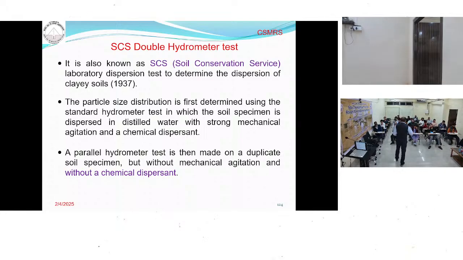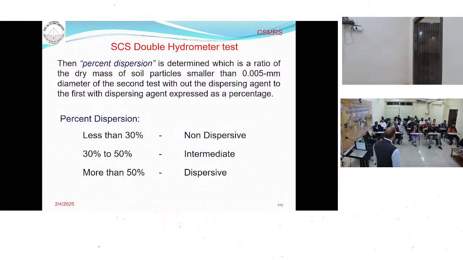So you determine what percentage is coming without dispersing agent, and what is the percentage of particles with dispersing agent. The ratio of the two gives you the percent dispersion. Depending upon the dispersion, you can say whether it is dispersive or not. Less than 30% is not dispersive, 30 to 50 is intermediate, and more than 50 is dispersive. Simple grain size analysis.